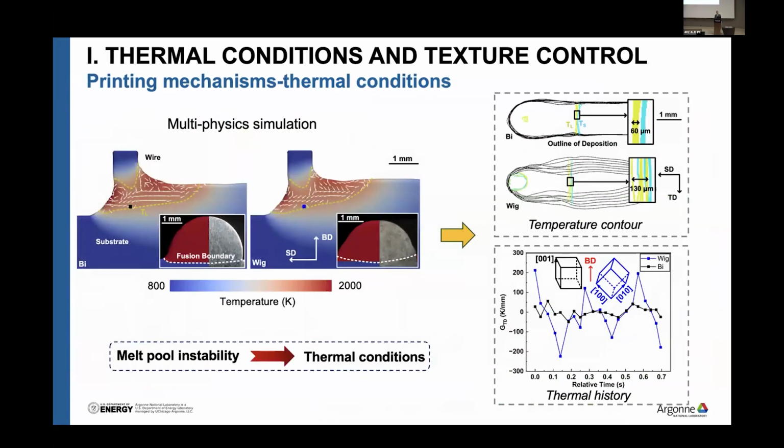Based on this, we conducted the multi-phase simulation, and from the simulation, we can directly extract the thermal conditions inside the melt pool. Very interestingly, as shown by this plot, the wiggle deposition process shows very fluctuating thermal conditions along the transverse direction, the direction perpendicular to the scanning direction, and this type of thermal condition is expected to influence the solidification behavior. So from this simulation, we confirmed that the melt pool instability we observed from the optical imaging is able to influence the thermal conditions inside the melt pool.